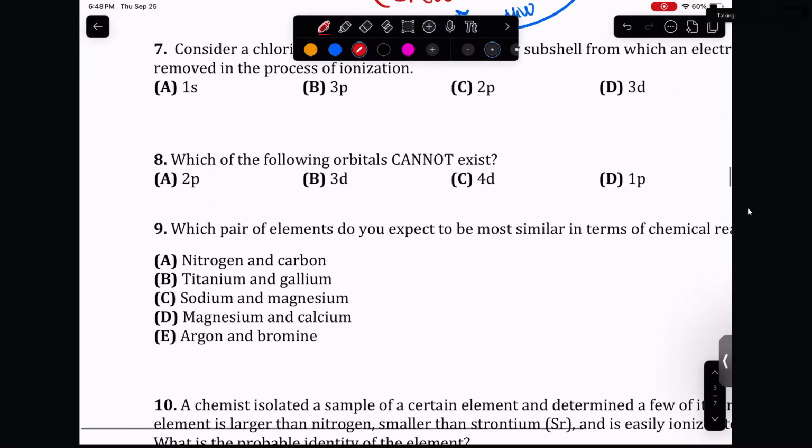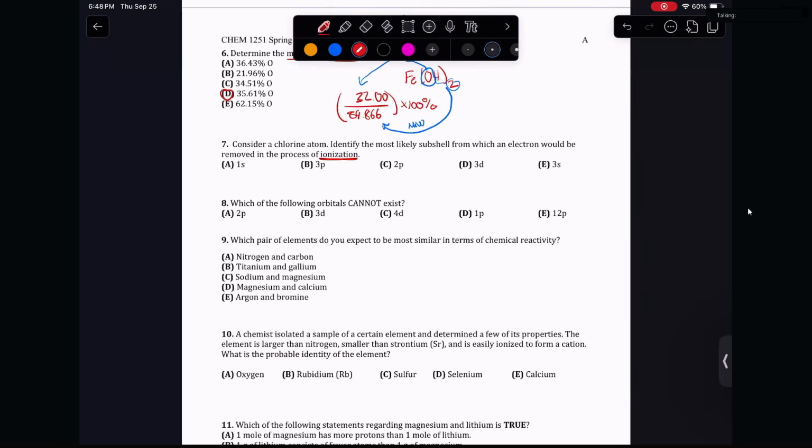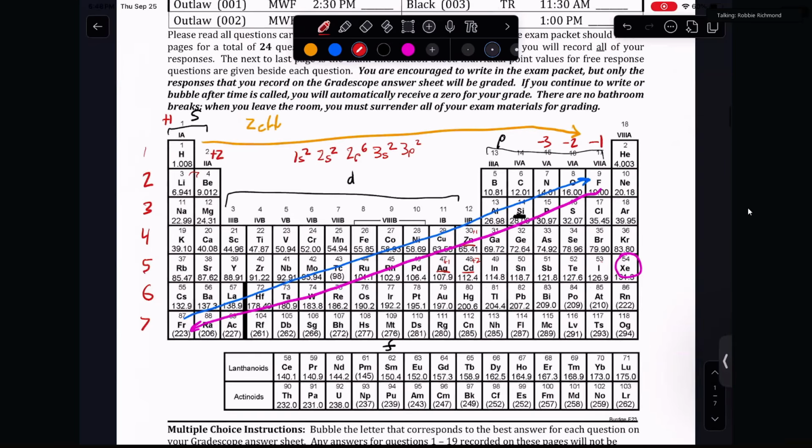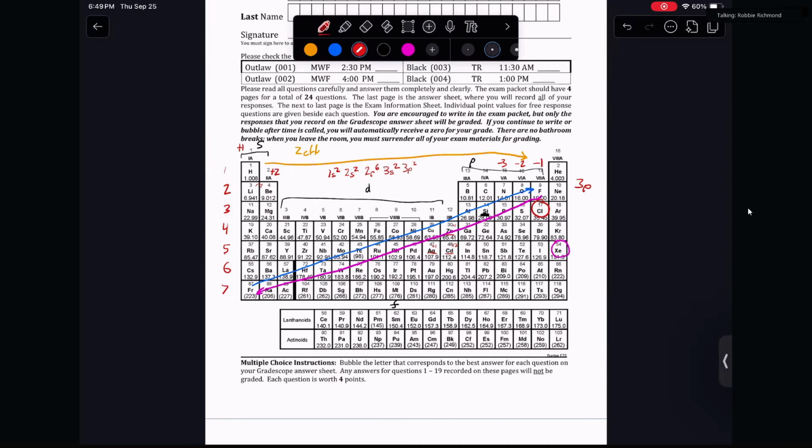Cool. Number 7. Consider a chlorine atom. Identify the most likely subshell from which an electron would be removed in the process of ionization. Alrighty. Chlorine atom. So, if we're looking at chlorine, this is within the p block, specifically the 3p block, that last electron. If we're doing ionization, we are removing an electron that's going to be usually at the highest energy level. So, simply, we would be removing an electron from the 3p.